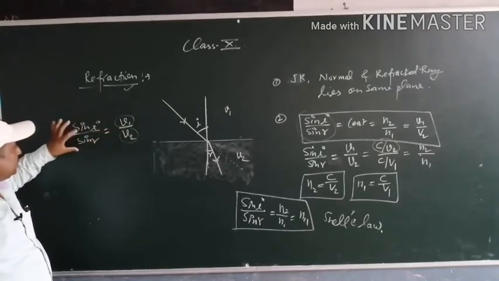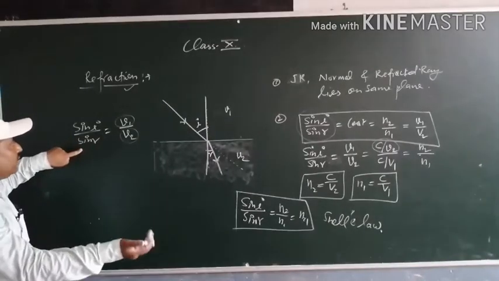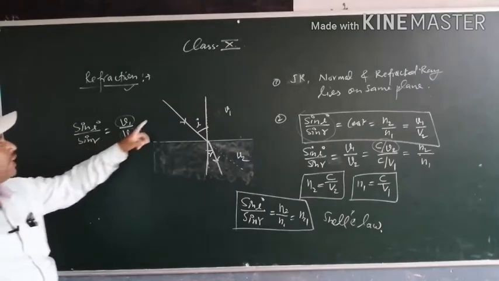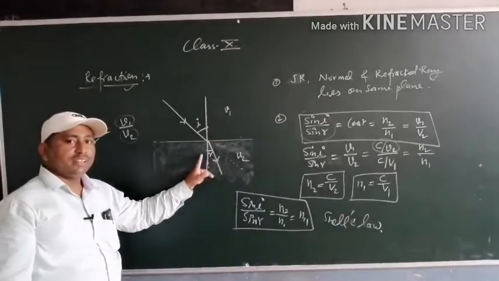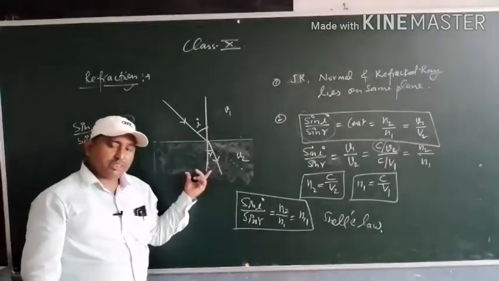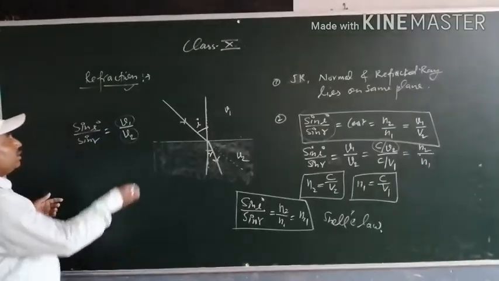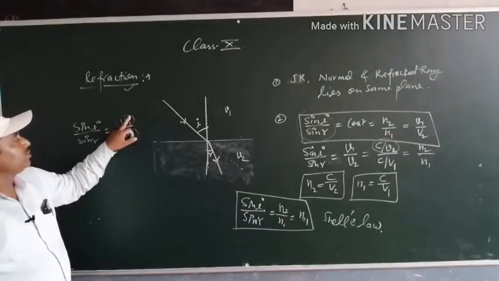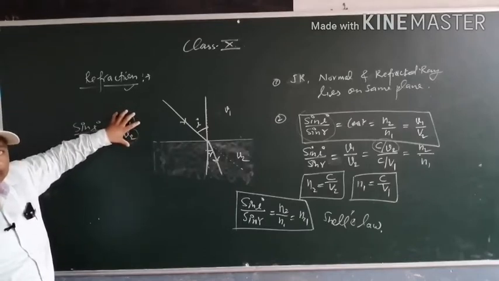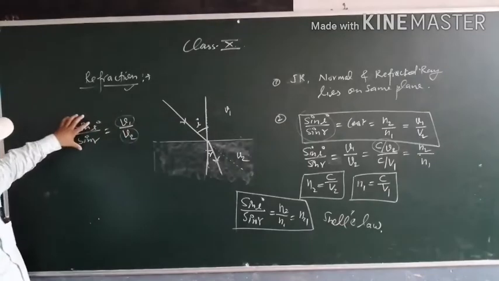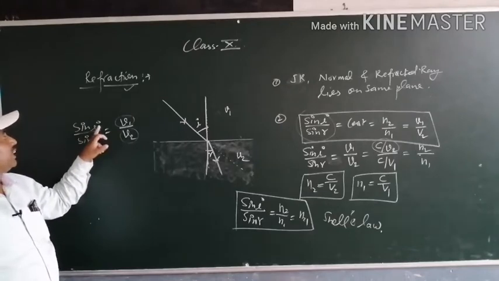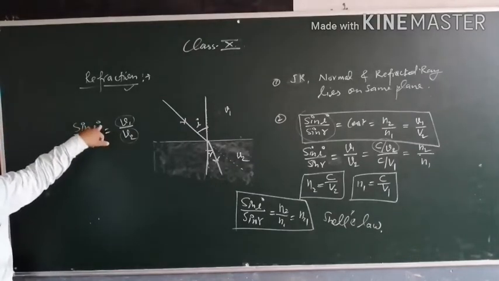So sin I by sin R greater than 1 indicates that I is greater than R. It means light goes from rarer to denser, because in the denser medium the velocity decreases. So if V2 is larger than V1, the value of this fraction is smaller than 1, which indicates that sin I by sin R is less than 1. It means the value of R is larger than I, or the value of I is smaller than R.